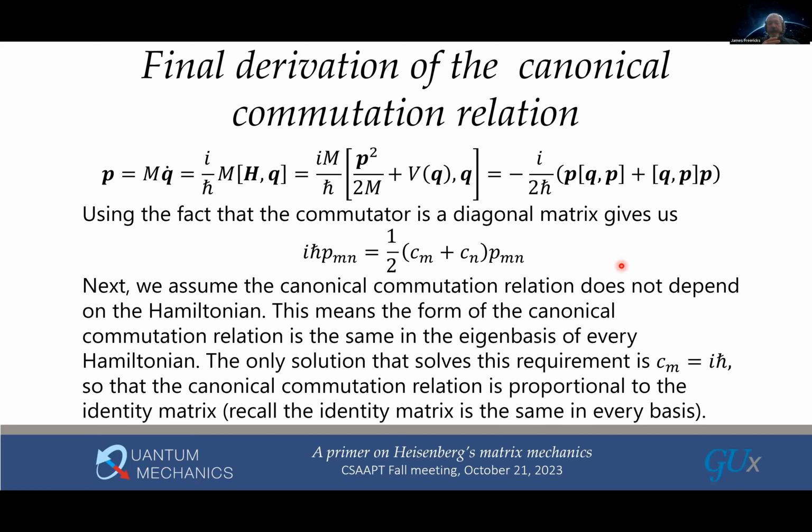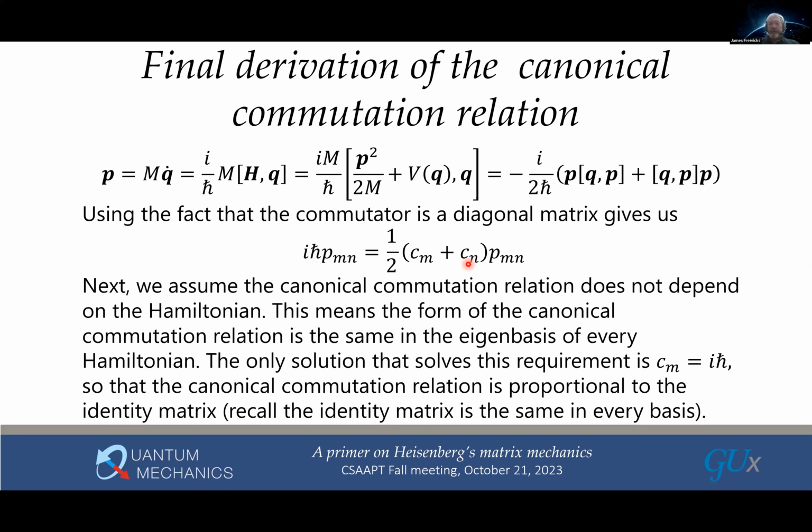Now, this is solved by CM equals i h bar, which would say that the canonical commutation relation is i h bar times the identity matrix. But there could be other solutions of this as well. For example, if PMN is only non-zero when M is even and N is odd, I could pick CM equals 2i h bar and CN equals 0, and this would work as well. Okay? You need to bring in another postulate at this point in order to solve the equation.